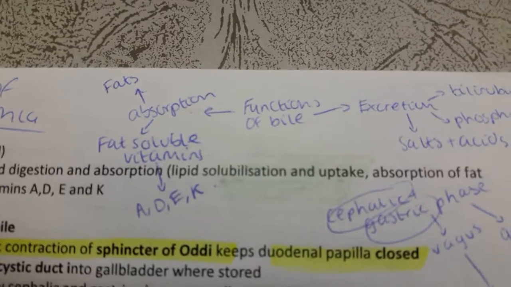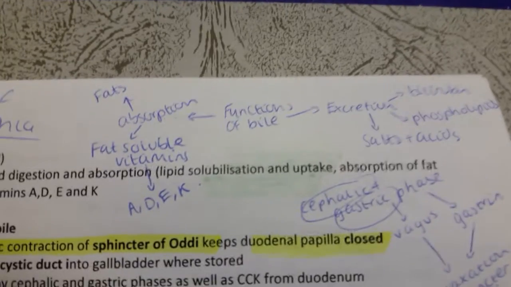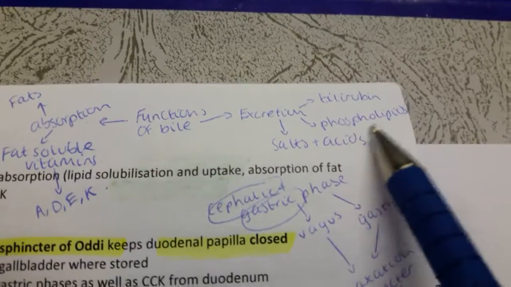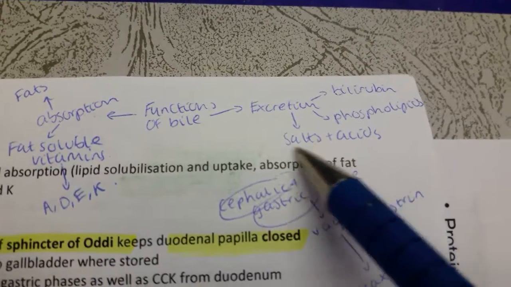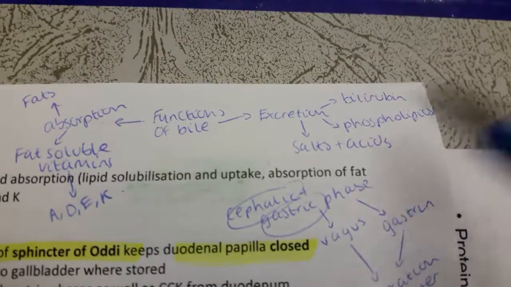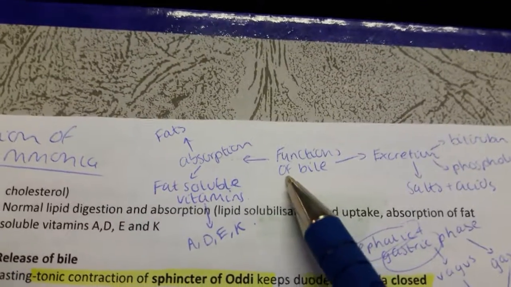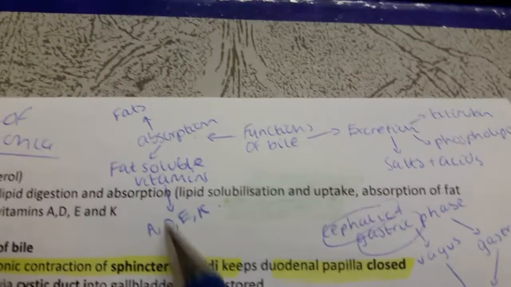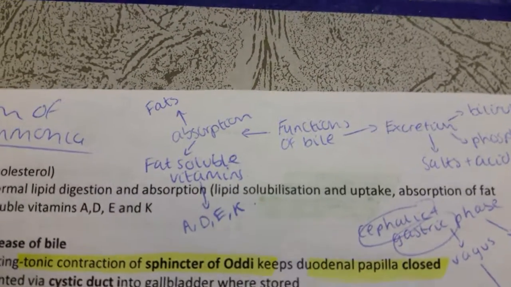So bile has a couple of functions. It's excretion of substances which can't be filtered by the kidney, such as bilirubin, phospholipids, and salts and acids. So these are things that can't enter the kidneys. So for example, insoluble drugs, as I mentioned previously. And another function of the bile is absorption. So it allows the absorption of fats by forming water-soluble micelles, and it also allows the absorption, therefore, of fat-soluble vitamins A, D, E, K.